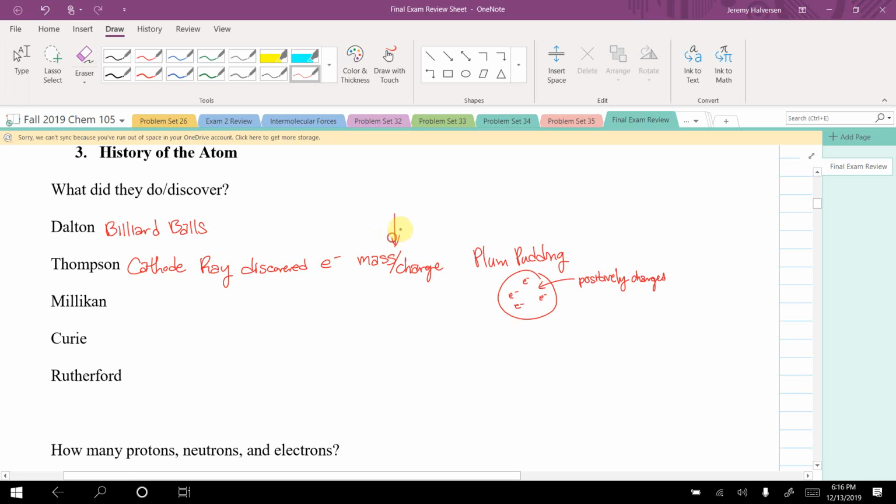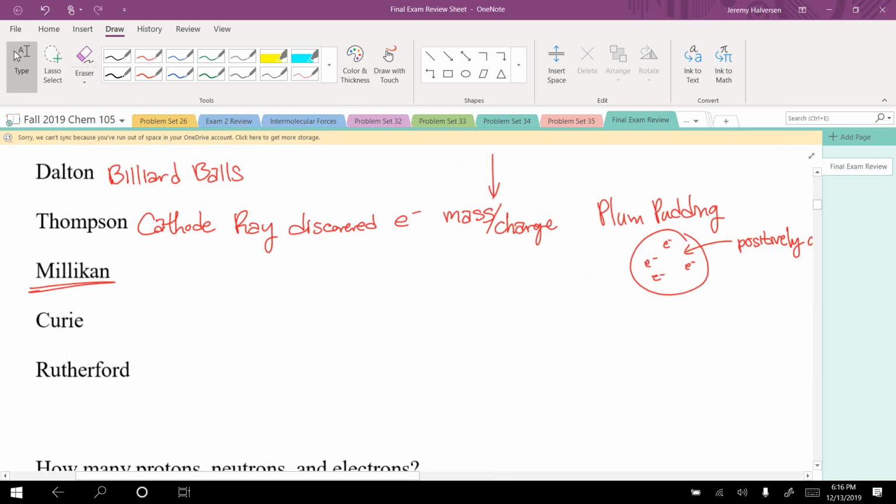So Thomson discovered the mass-charge ratio. What did Millikan do? He discovered the mass and the charge. Well, I mean, he didn't need to because it was already discovered. Does that make sense? Yeah, so we would attribute the discovery of the mass or the charge of electrons to Millikan. Okay, so what did Millikan do?